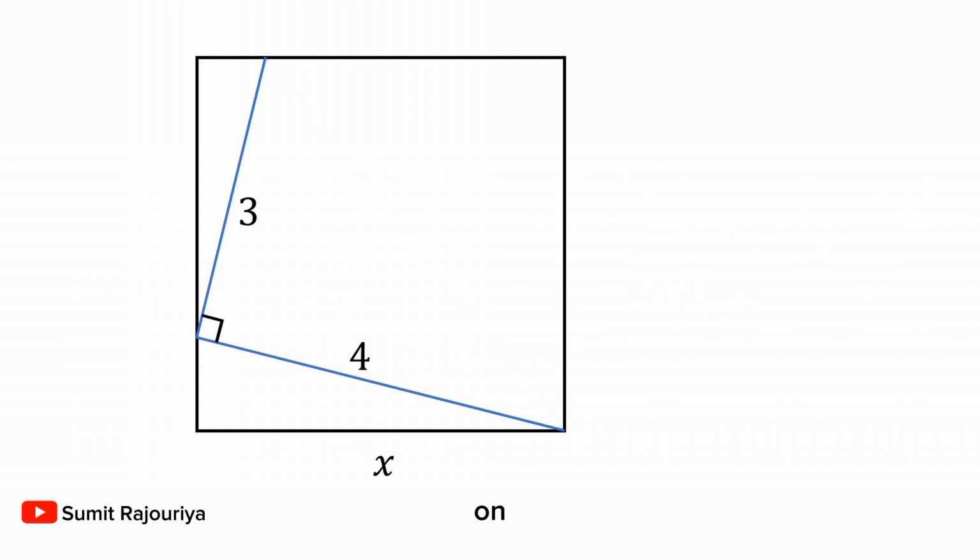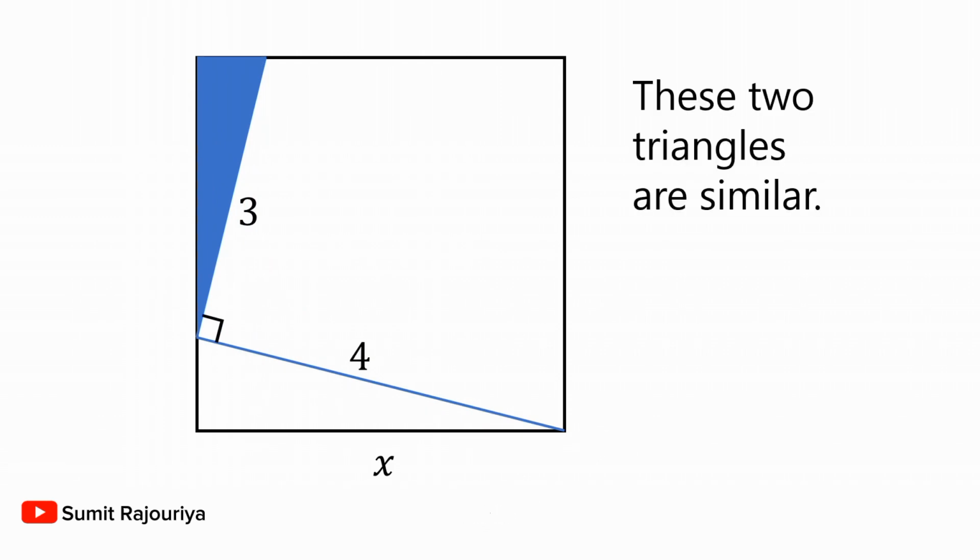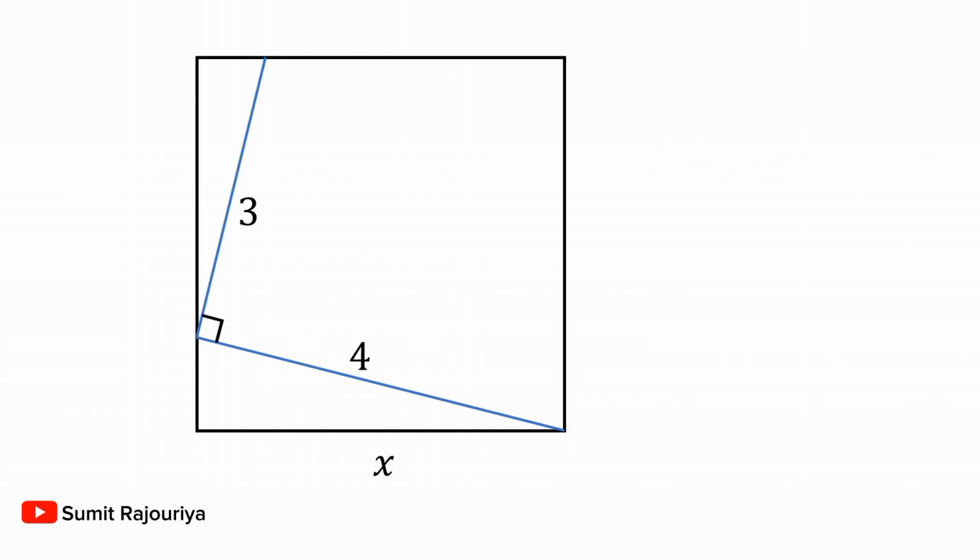Now let's focus on these two triangles. We're going to show that this triangle is similar to this triangle. How can we do that? We're going to show that they have exactly the same angles. To get started, let's label this angle as A degrees.